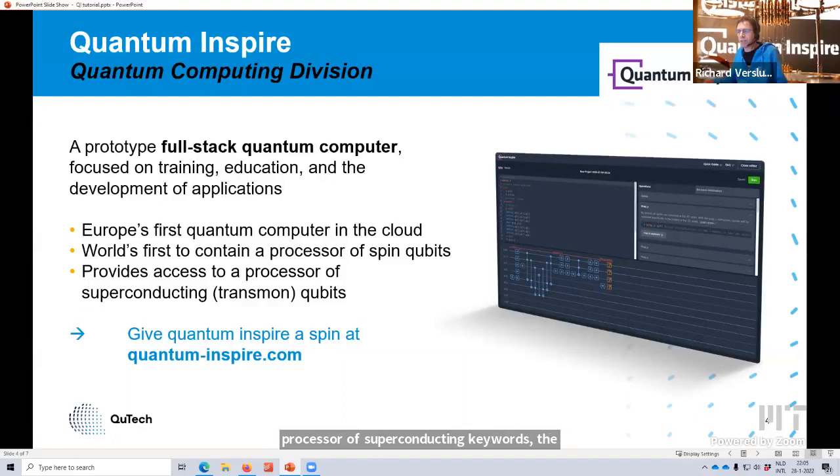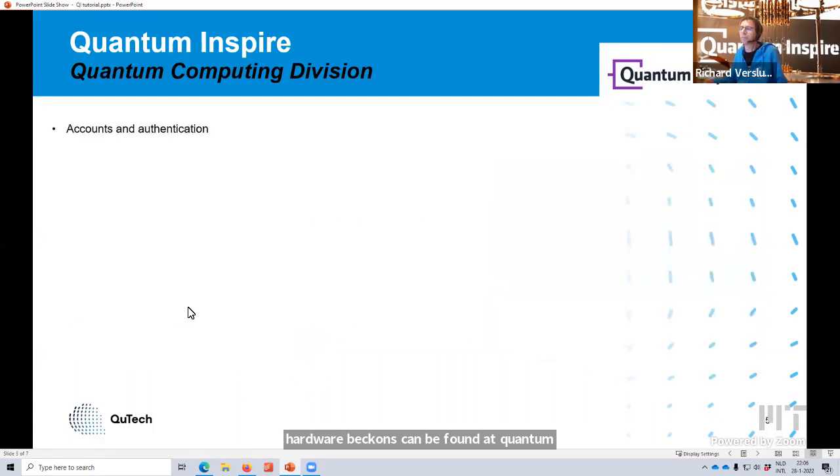The spin processor, called Spin-2, still has a very limited number of qubits, so this only has 2 qubits. And the superconducting processor that we offer has 5 qubits currently, and we're upgrading it to 7 qubits and then more qubits after that. All of these backends, the emulator backends and the hardware backends, can be found at quantuminspire.com.